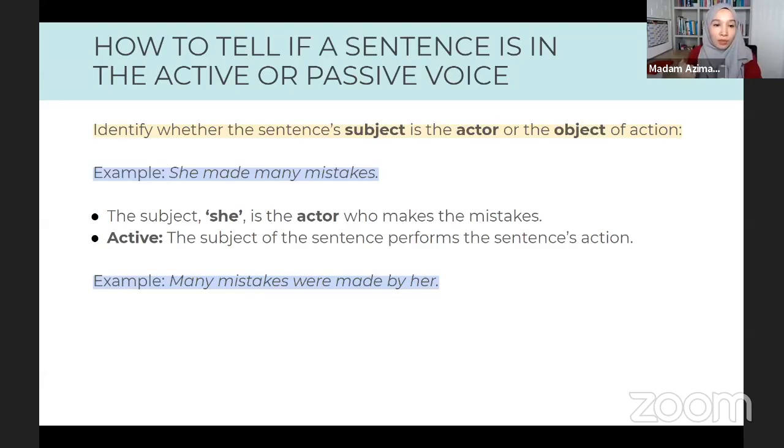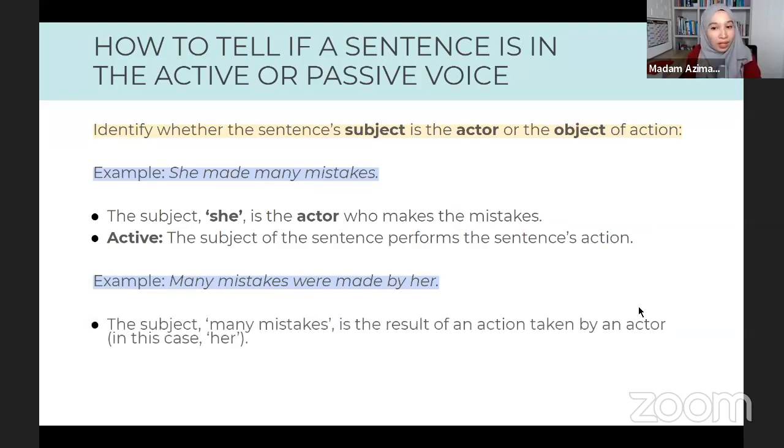Here's another example. Many mistakes were made by her. So I've put her at the end. Many mistakes were made. Do you see that? Were. That's a be verb. Made, past participle. All I have to do is find that, and I know it is a passive voice. Okay. So the subject is many mistakes. Many mistakes is the result of an action taken by an actor, her. Okay. Right.